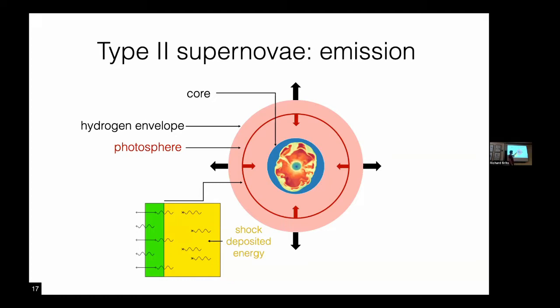There is shock deposited energy behind the photosphere that diffuses outwards and is then released at the location of the photosphere. And the photosphere in a type 2 supernova is relatively sharp because it coincides with the recombination front that goes through the hydrogen envelope. Immediately after the explosion, the envelope is completely ionized, a complete plasma. Then it starts recombining from outside inwards. And at this recombination front, a photosphere forms. So we have a well-defined photosphere in a well-defined medium.